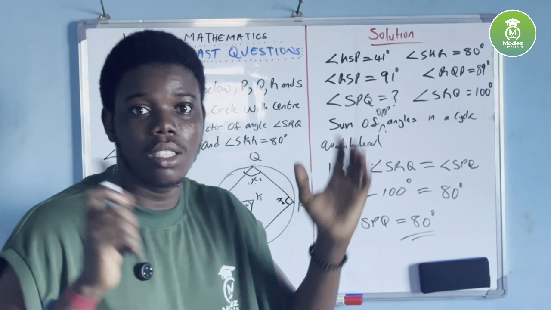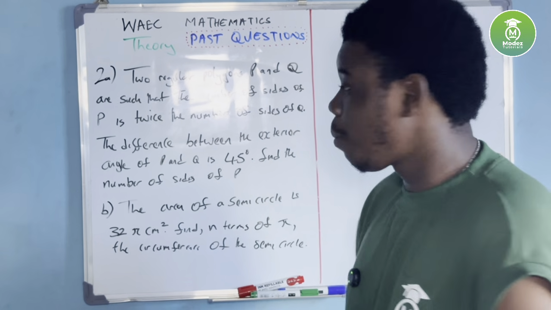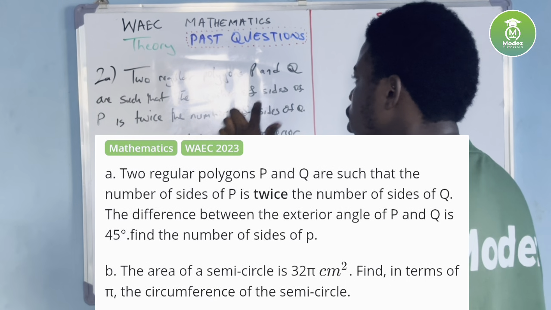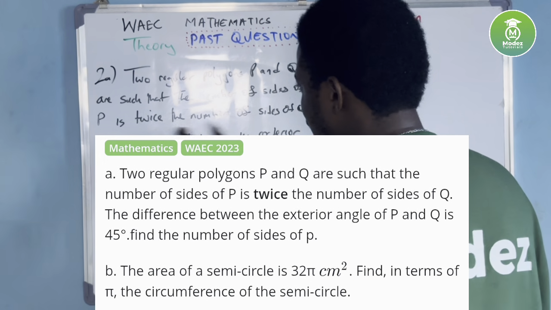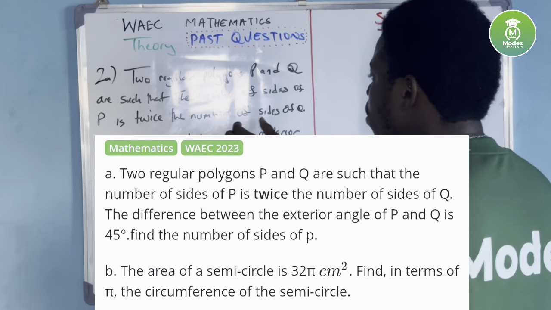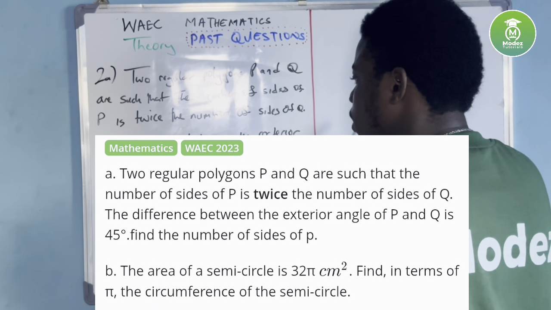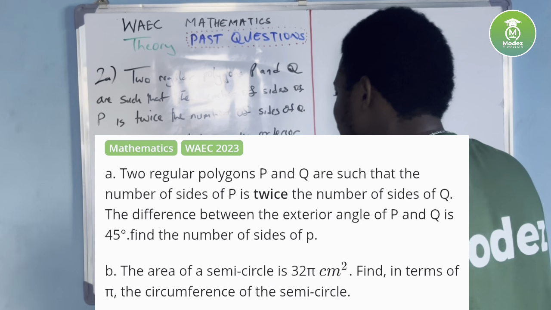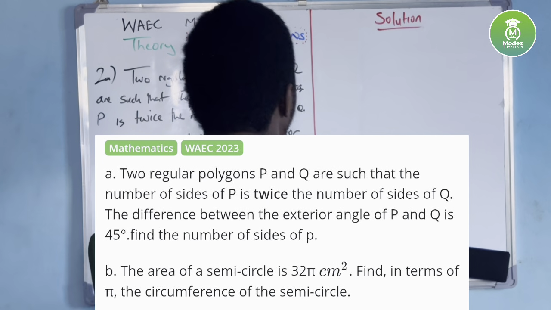Let's move into the next question. For question number 2, two regular polygons P and Q are such that the number of sides of P is twice the number of sides of Q. The difference between the exterior angles of P and Q is 45 degrees. Find the number of sides of P.